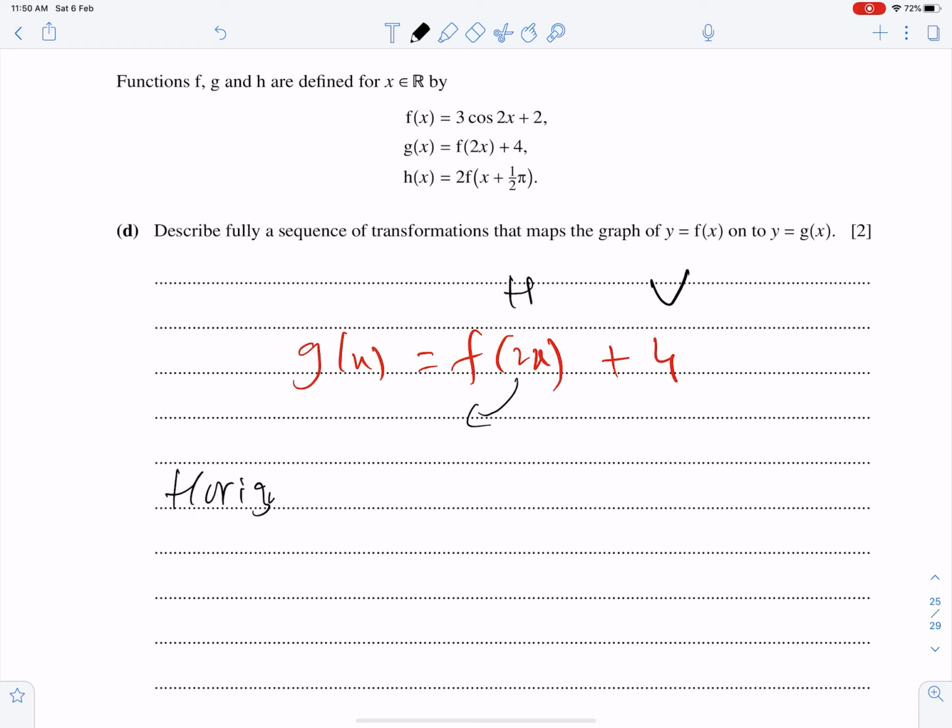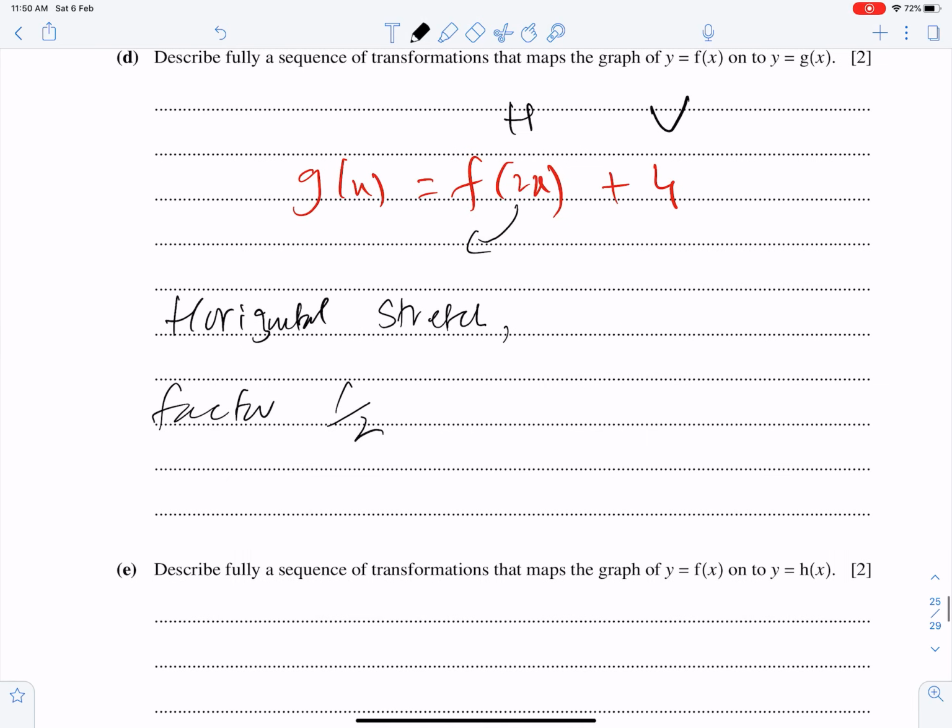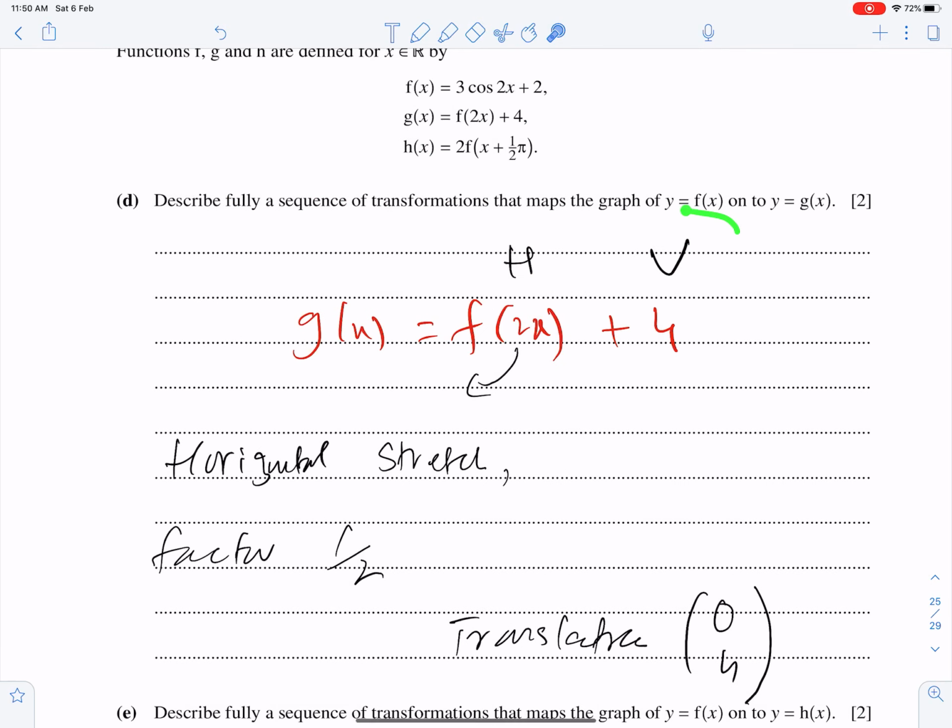The horizontal stretch with factor half, and this 4 means translation 0, 4. Since we have two transformations in this way, like horizontal and vertical, you can describe any one first. You can describe translation first and then this, or do this and then this, because order normally does not matter in this type of transformation.